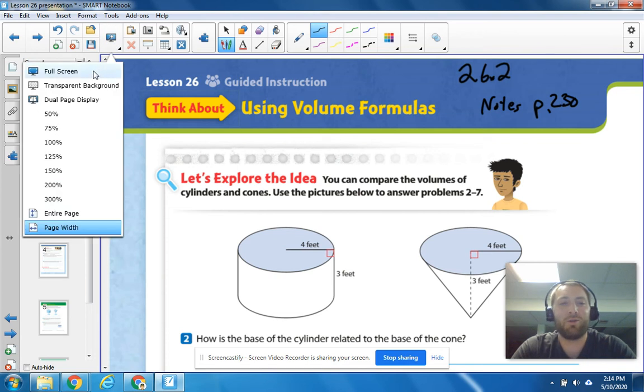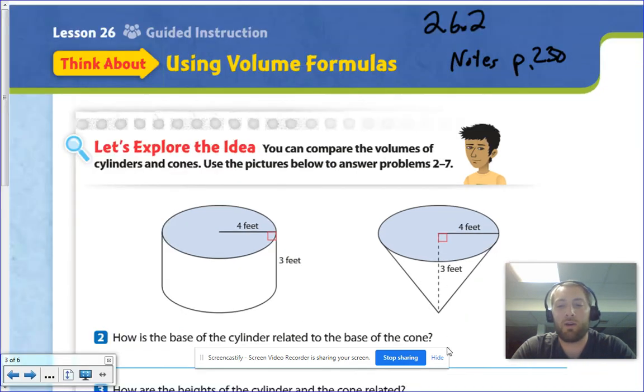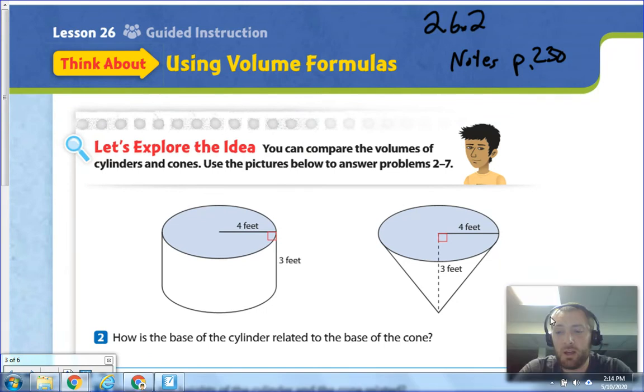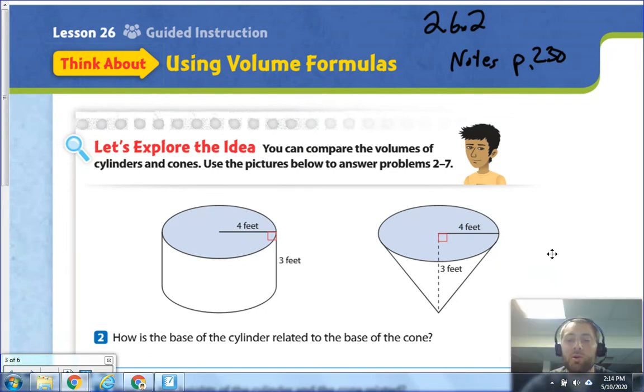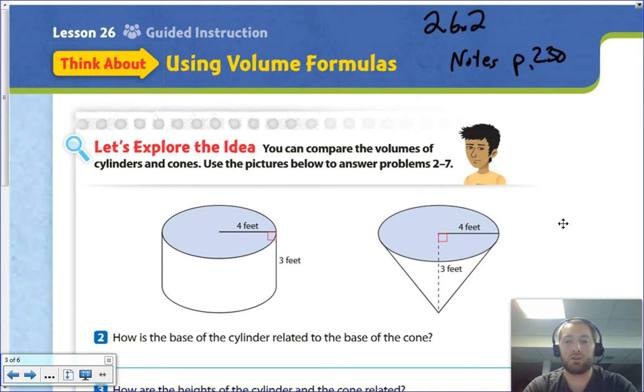Hello, hello, hello. We are going to talk about volume. And no, I'm not talking about the volume on your TV or on your computer. I'm talking about volume as in space, taken up by a 3D shape.